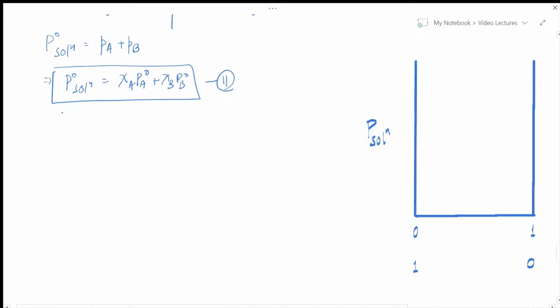Now, since xi A plus xi B is 1 in this binary solution, we can get two different forms of this equation too. We can write xi A as 1 minus xi B to get one form, or you could write xi B as 1 minus xi A to get another form. Now, let's first eliminate xi A from the equation and write everything in terms of xi B only.